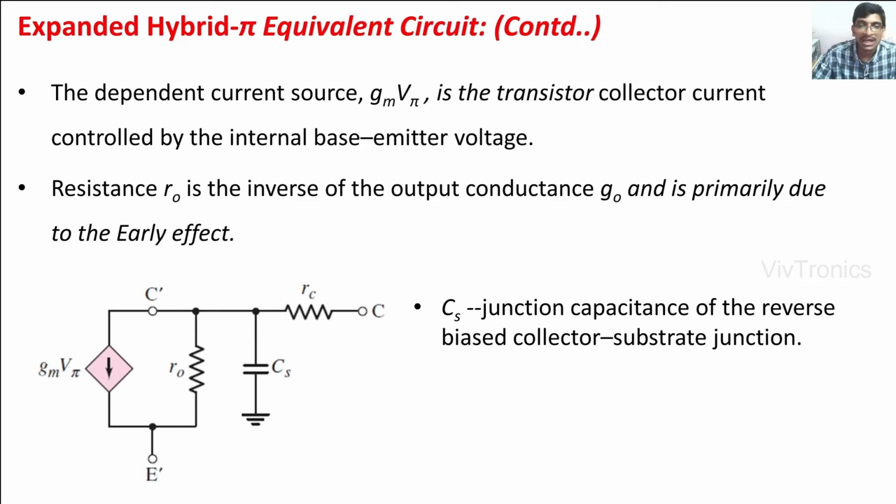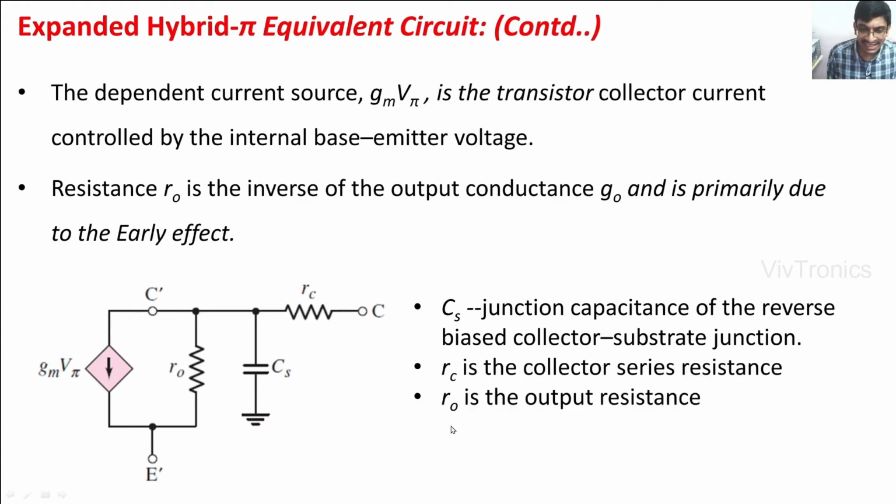That reverse bias offers more depletion region. That more depletion region offers some capacitance, because that depletion region will act as a dielectric material and forms one capacitor. So the CS is the junction capacitance of a reverse biased collector to substrate junction, and RC is the collector series resistance, and R naught is the output resistance. We already know all these things.